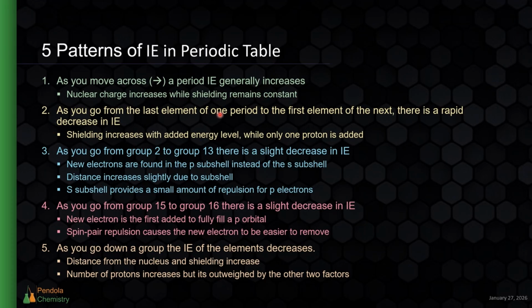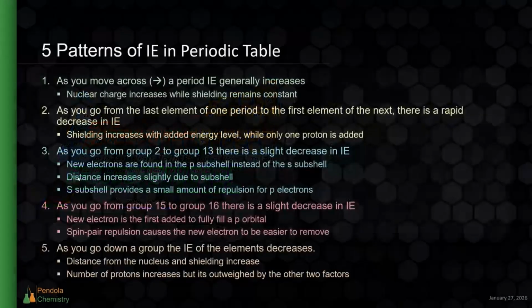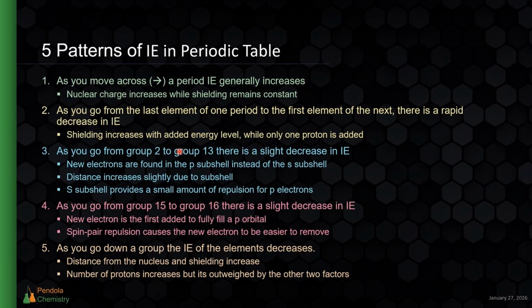As you go from the last element on one period to the first element on the next, there's a rapid decrease in ionization energy. So as we go from something like neon, which has a really high first ionization energy, to something like sodium, there's a large decrease. And you can see how the right end of the periodic table has a much larger ionization energy in general than the left side. And that's because of shielding.